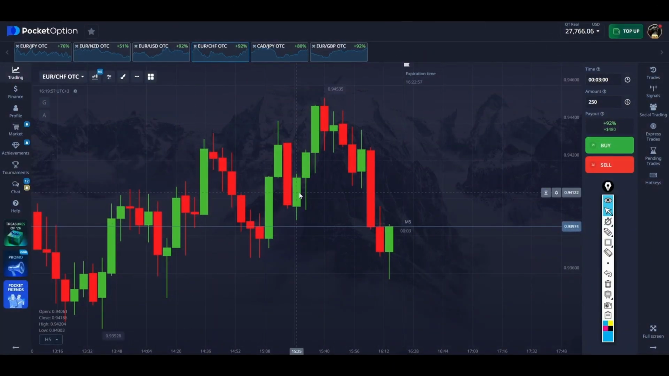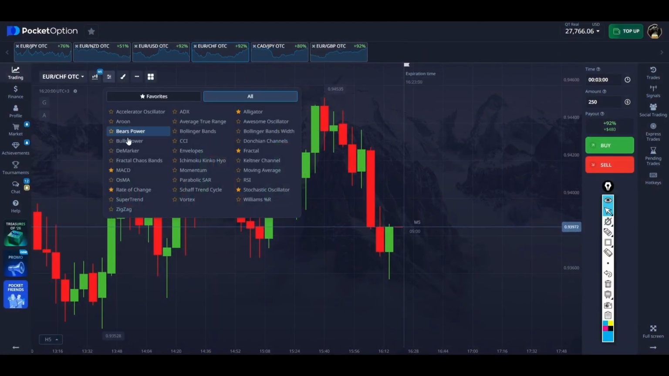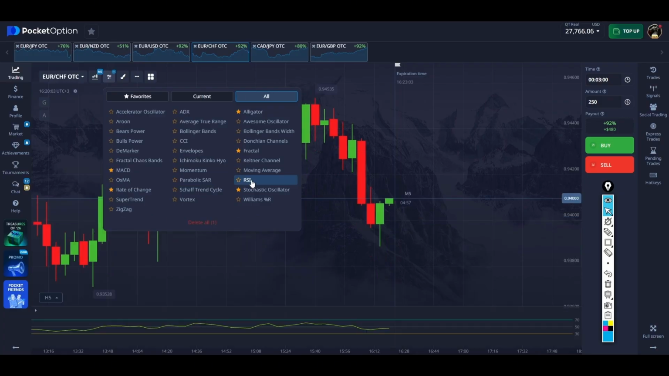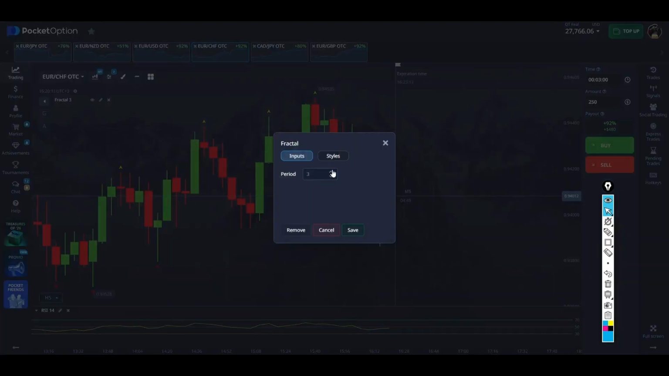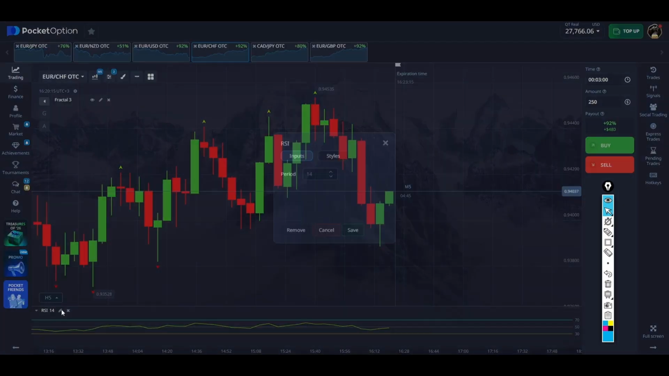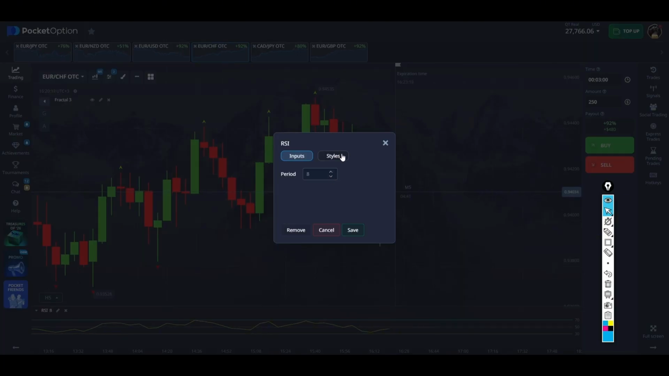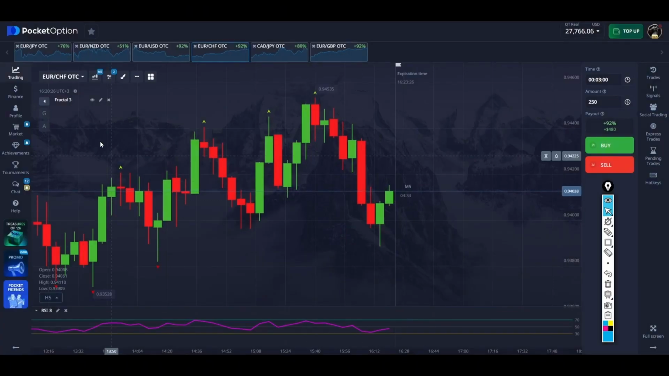All right, guys, for this strategy, we only need 2 indicators. Head over to the Indicators tab. The first one we select is RSI, and the second one is fractals. For the fractal indicator, we set the period to 3 and hit save. As for the RSI, we set the period to 8, make the main line 2 pixels thick, choose a purple color, save it, and the strategy is ready to go.